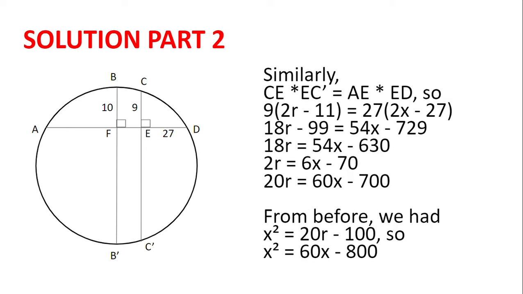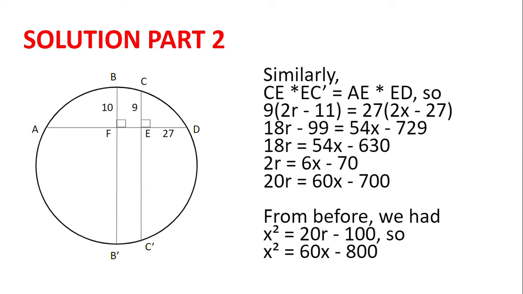Similarly, CE multiplied by EC prime equals AE multiplied by ED. So 9 multiplied by 2r minus 11 equals 27 multiplied by 2x minus 27. Now 18r minus 99 is 54x minus 729. So 18r equals 54x minus 630, 2r equals 6x minus 70, and 20r equals 60x minus 700.